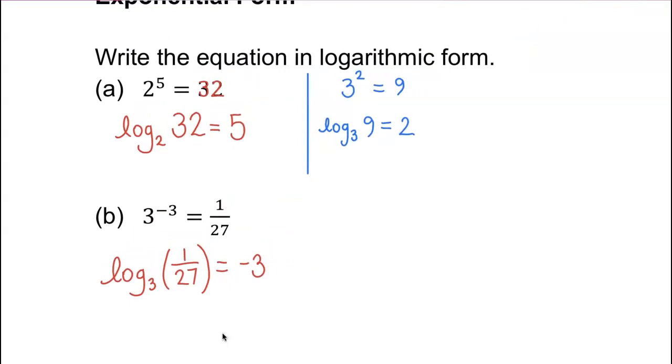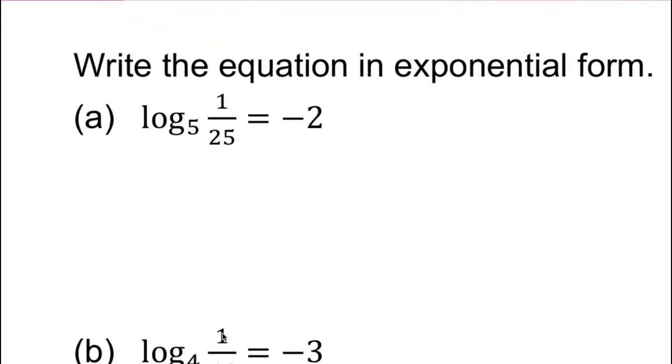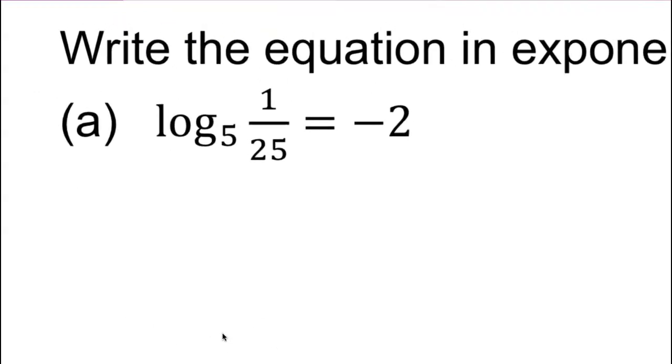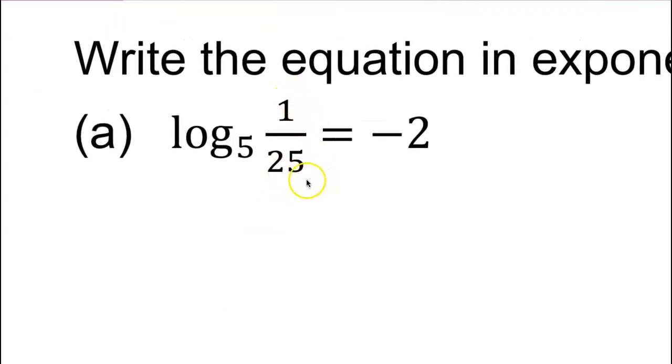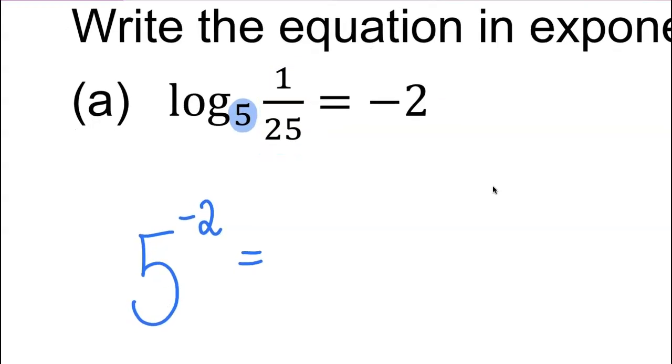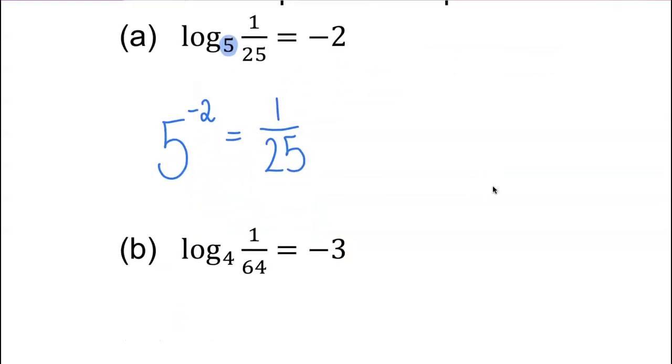Let's go the other way. What if they give you a logarithmic form and ask you to write them in exponential form? I have log base 5 of 1 over 25 equals negative 2. Let's write this in exponential form. What is the base of this equation? The base is 5. So you will write 5 to the what power? Negative 2nd power equals the log argument of 1 over 25. And that is it.